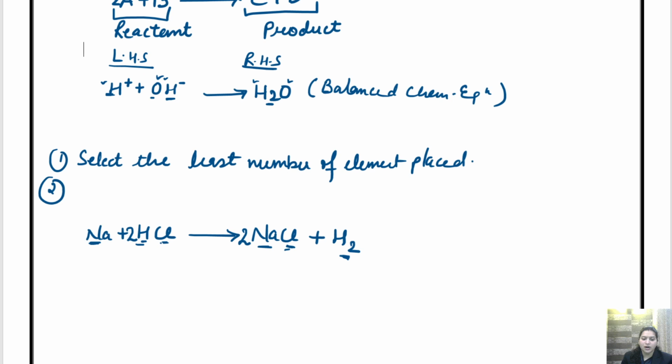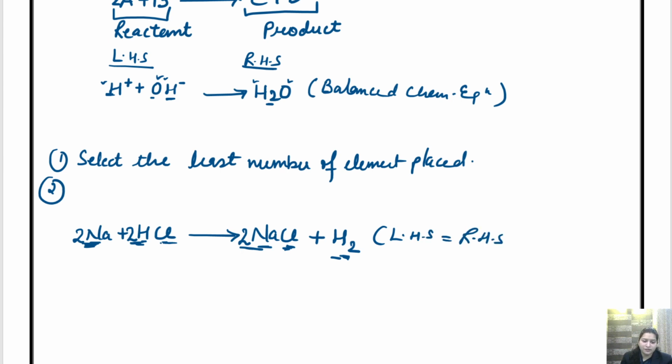Now, but what about sodium? Sodium has now become 2. Now we will add 2 here. So now you can see that the equation is balanced. We have 2 sodium here, 2 sodium here, 2 hydrogen, 2 hydrogen, 2 chlorine and 2 chlorine. Getting it? So here the LHS is equal to RHS.